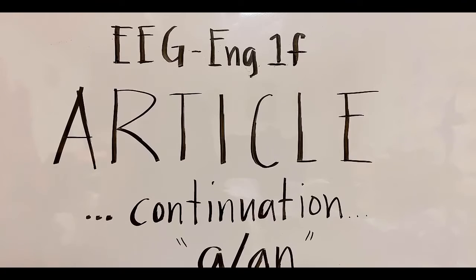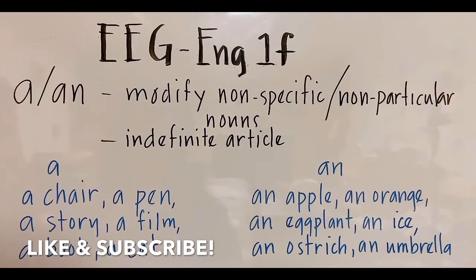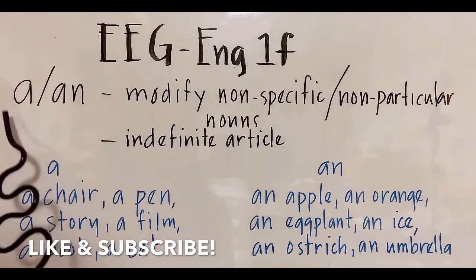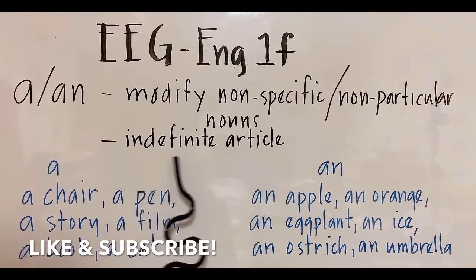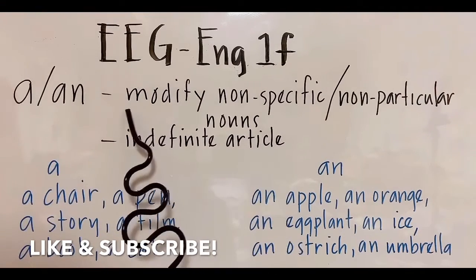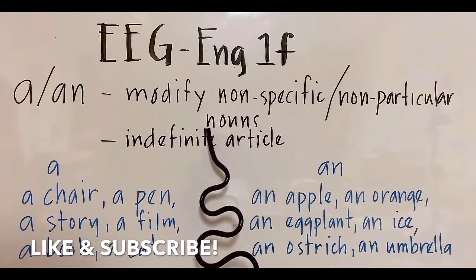In this video, we continue the lesson on articles, specifically a or an. In the previous video, we discussed the article the, and we said that the is a definite article that modifies a specific or particular noun. Now let's go to the article a or an. It is an indefinite article used to modify non-specific or non-particular nouns.